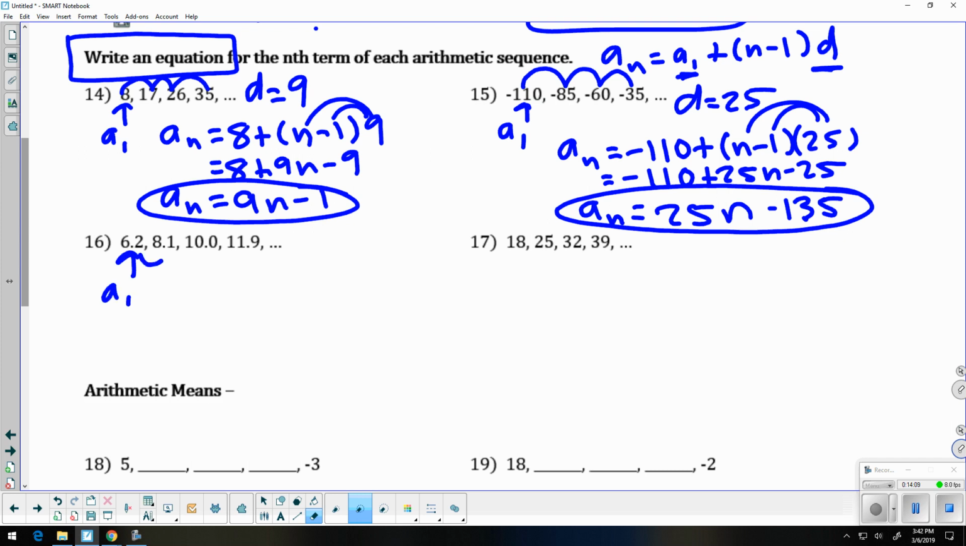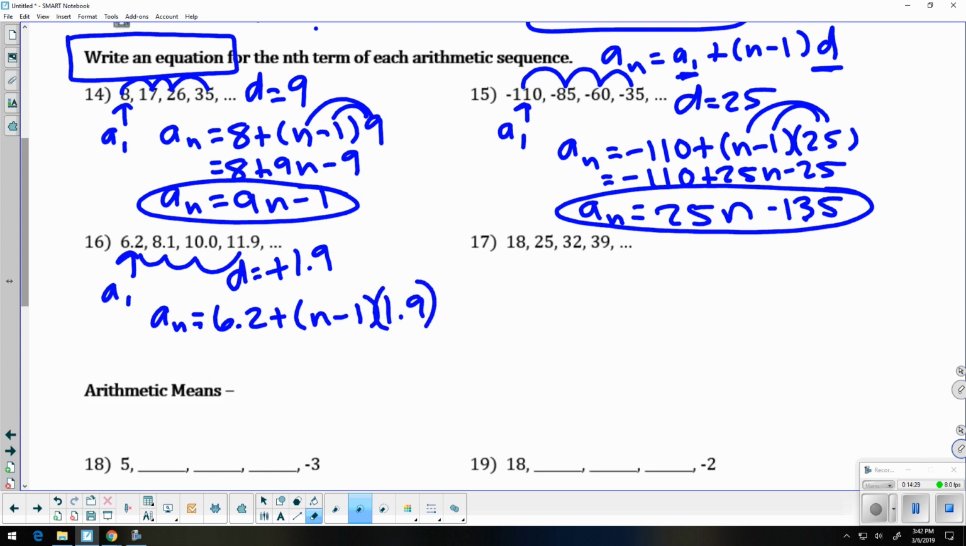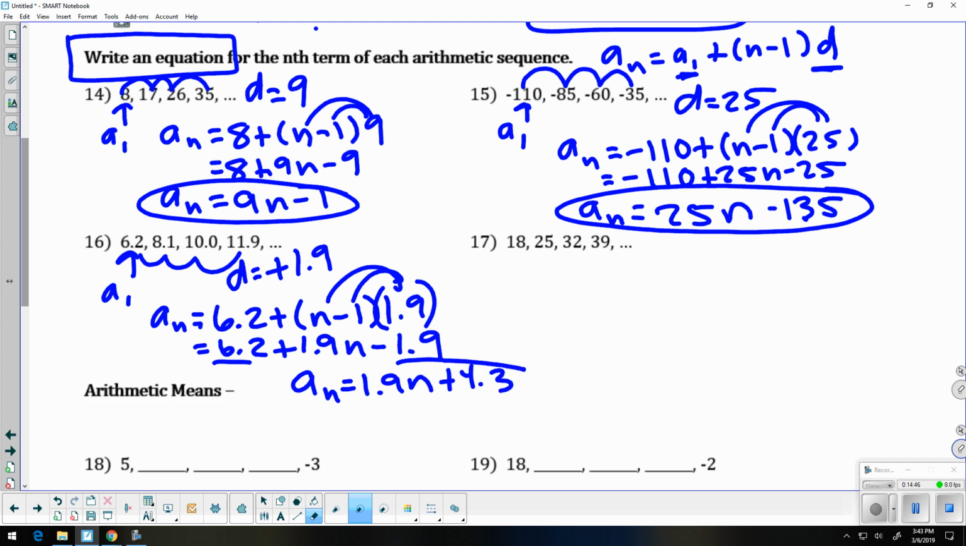Okay. Next one, we'll just do one more for practice. Again, we can see the first term, that's a sub 1, and it looks like you're increasing by 1.9. So D would be positive 1.9. Now plug these two values in again to find any term. It'd be 6.2 plus n minus 1 times 1.9. So again, distribute 1.9 to both terms. That's 6.2 plus 1.9n minus 1.9, and now just combine your two like terms. So this equation would be 1.9n, and then 6.2 minus 1.9 is 4.3. And there's your equation.